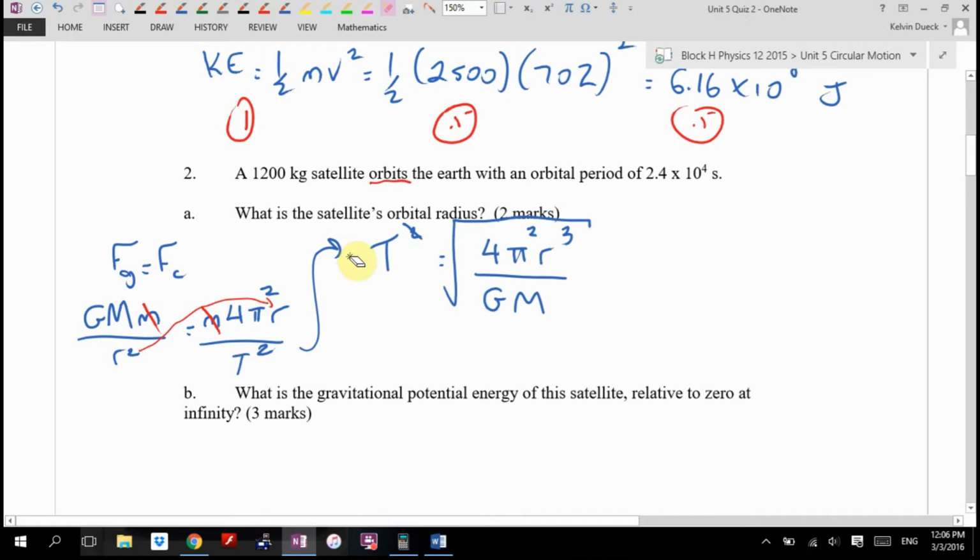Oh, I want to get the r by itself. Why am I getting the T by itself? Is that what you're saying? Oh, this is cool. We get to do the cube root, Raj. How could I have missed that? I get to cube root.